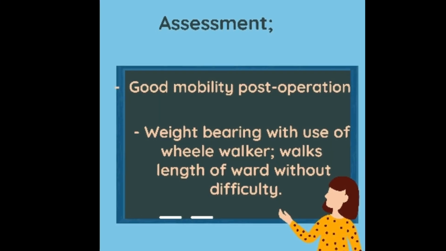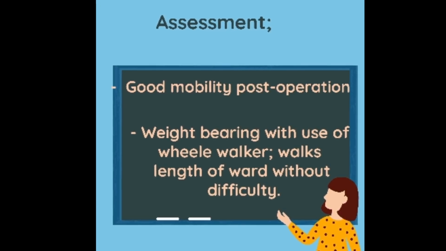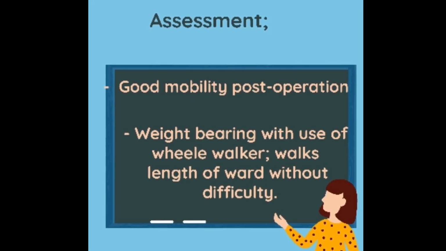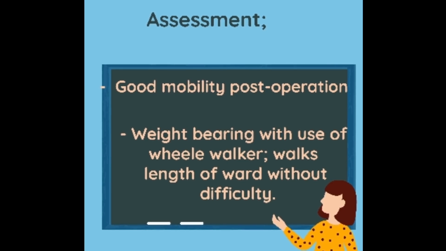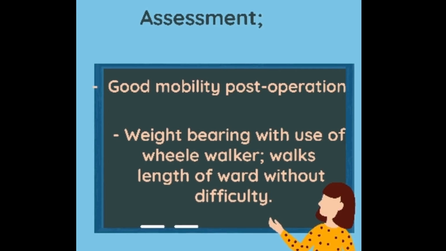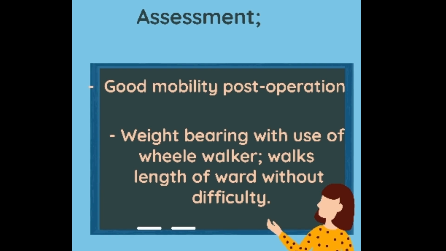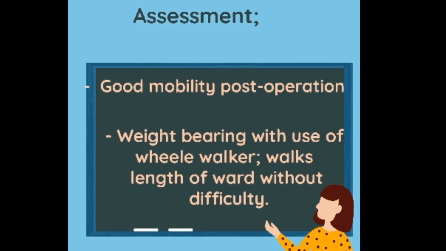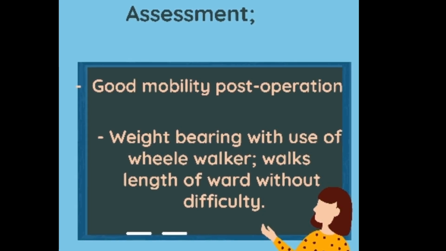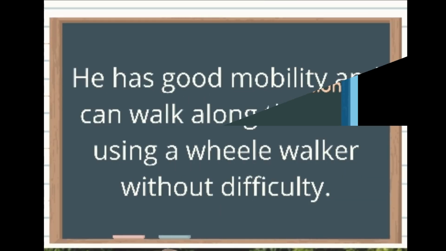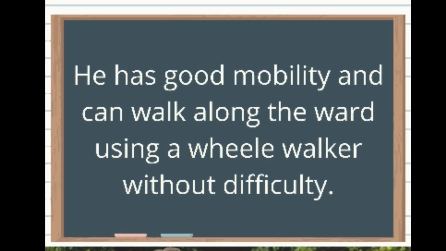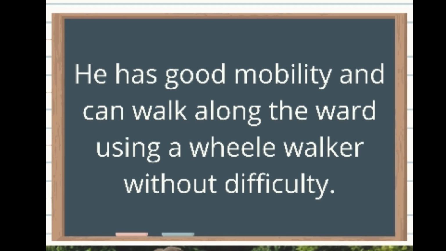Now we will see the second method, combining 2 or 3 related points and transforming them into a single sentence. Here is another example taken from the assessment part. The point says good mobility post-operation, and the second point says weight bearing with use of wheel walker, walks length of ward without difficulty. So we know that these 2 points are related. So for sure we can combine these 2 points. Now let's see how we can combine them. He has good mobility and can walk along the ward using a wheel walker without difficulty.